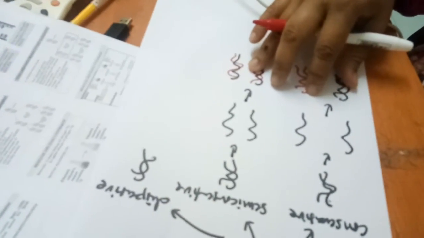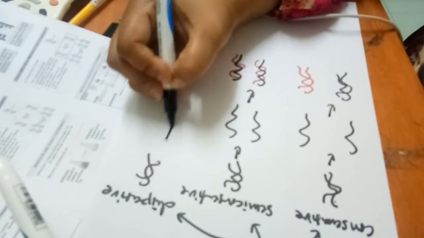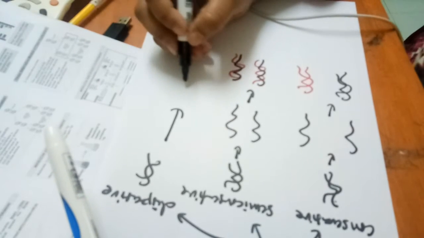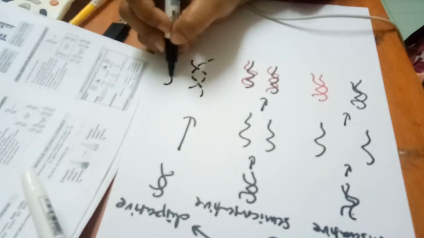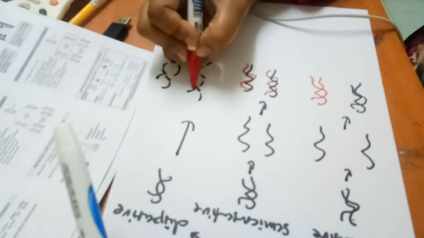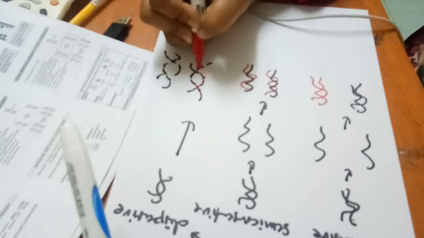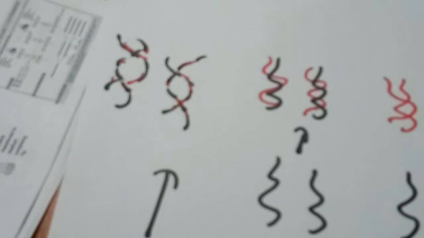And for the dispersive, at the end of the replication process, they get 2 daughter cells, same like the others, and both strands consist of a mix of old strand and new strand, like this. Okay, any problems you will ask me.